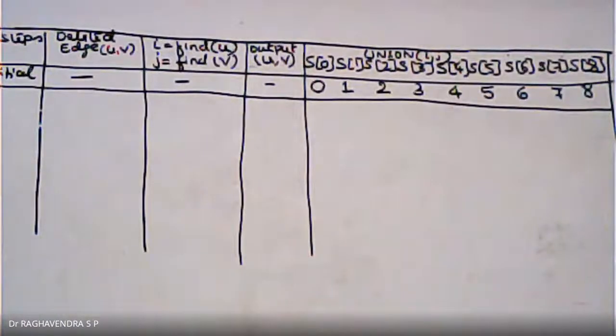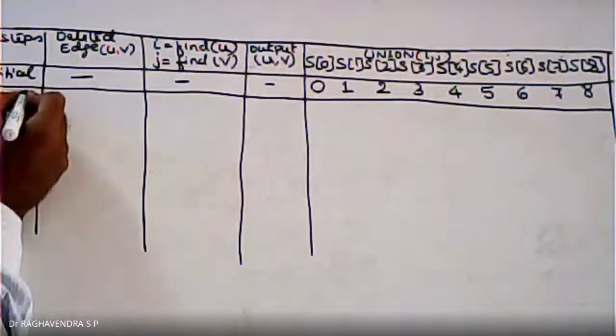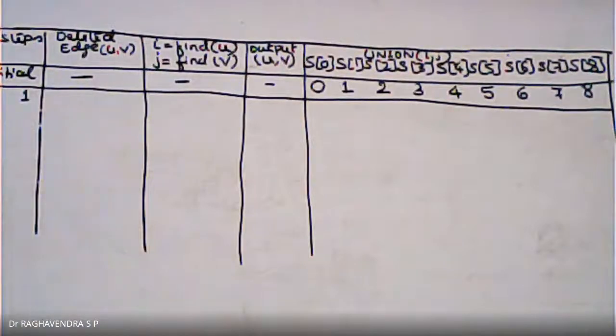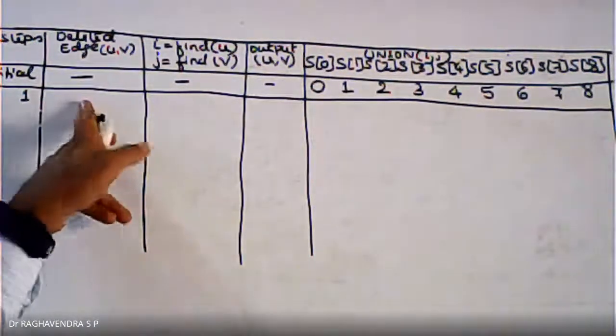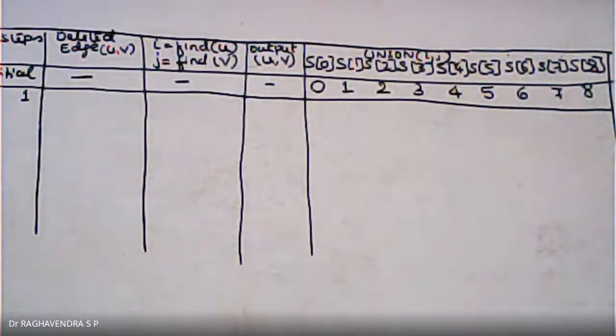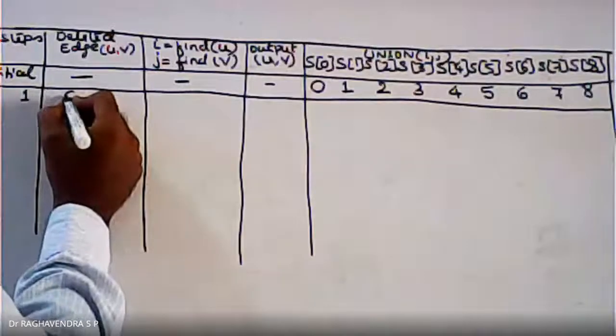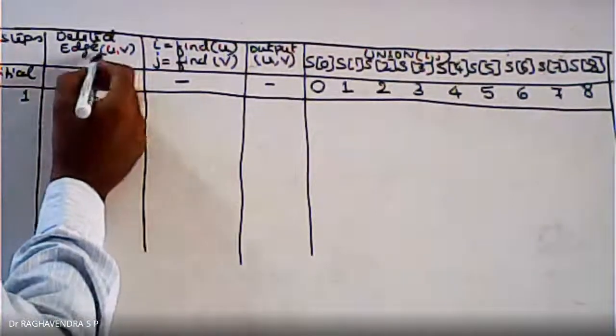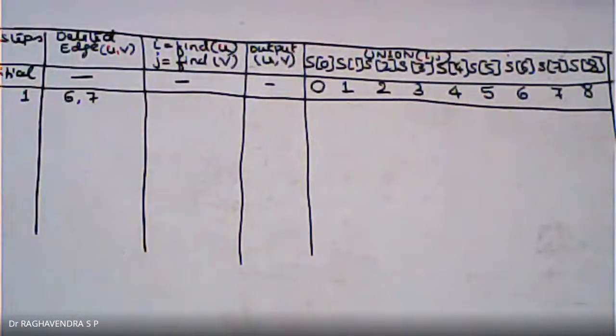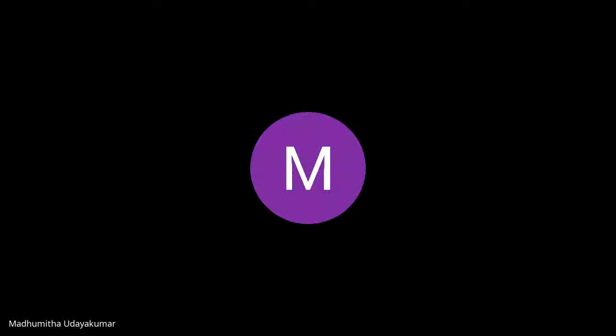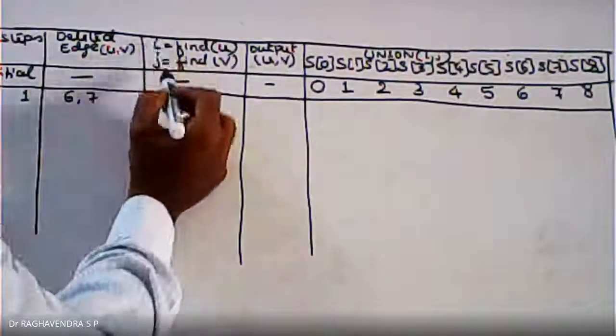Next, let us go to step 1. In step 1, what do we do? We have to identify the edge with the lowest cost. In the table I wrote, tell me which edge contains the lowest cost. Which is the edge which contains lowest cost? In the table it is 6 to 7. Very good. So 6, 7. U, V. So U is 6, V is 7. Correct? Yes, sir.